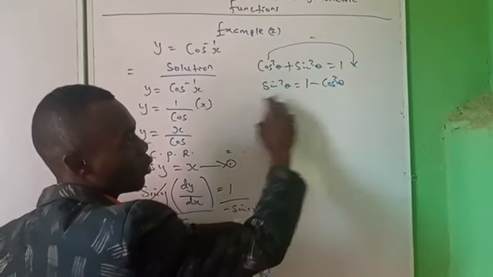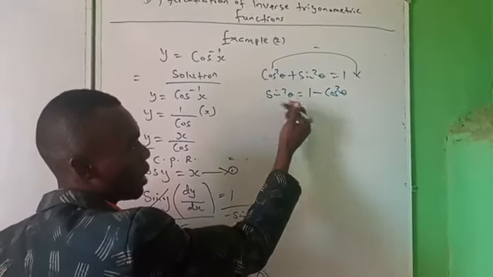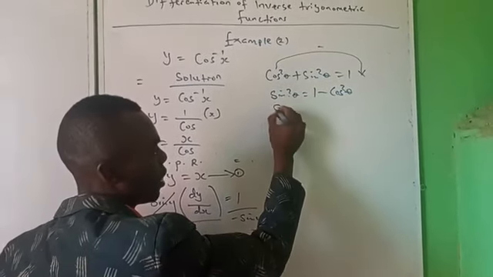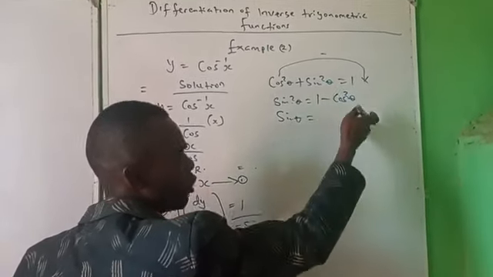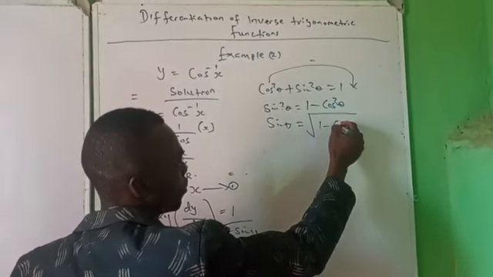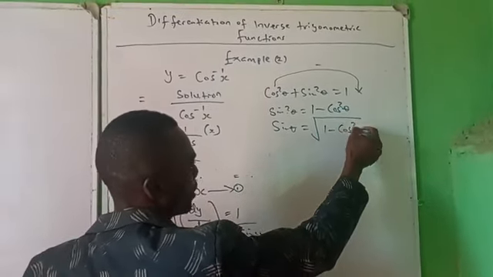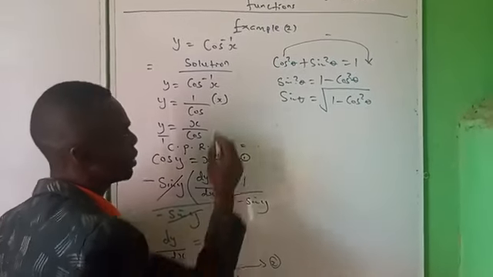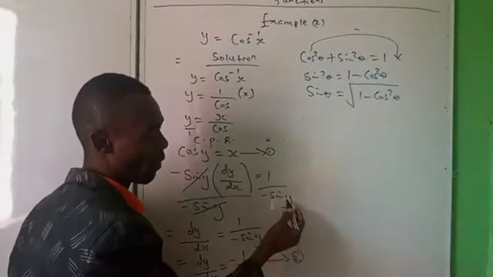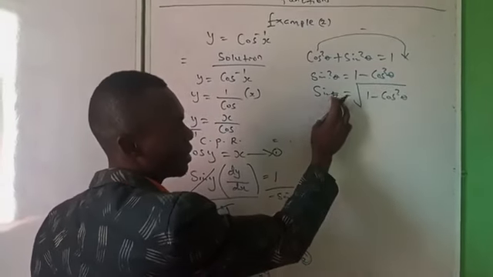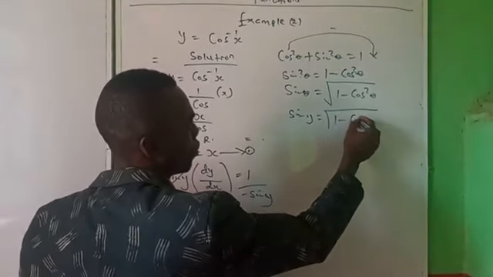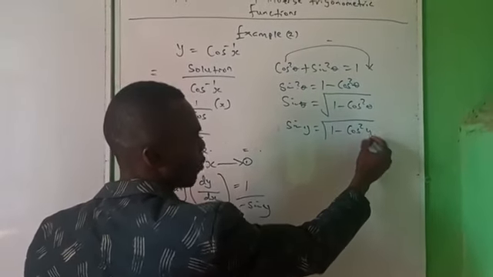Now, you are going to take the square root of both sides. The square root cancels the square on the left, and you are left with sine theta. On the right it becomes the square root of 1 minus cos square theta. Since we are working with the value of y, where our theta is y, you can replace theta by y, saying sine y is equal to the square root of 1 minus cos square y. Where you see theta, place y.